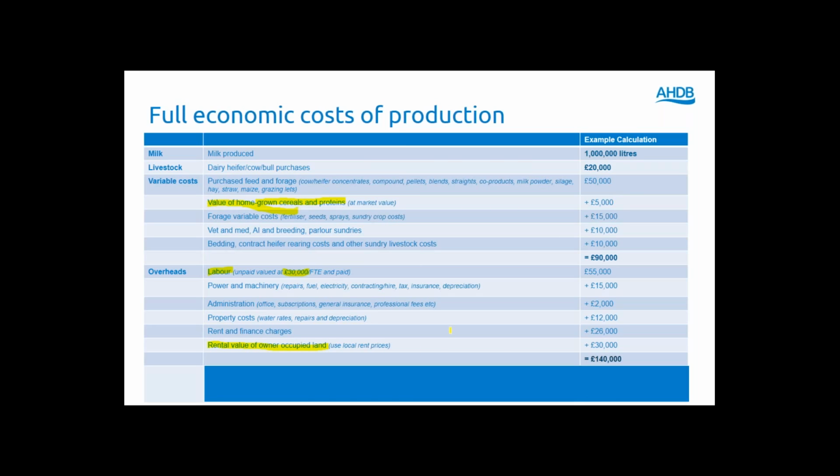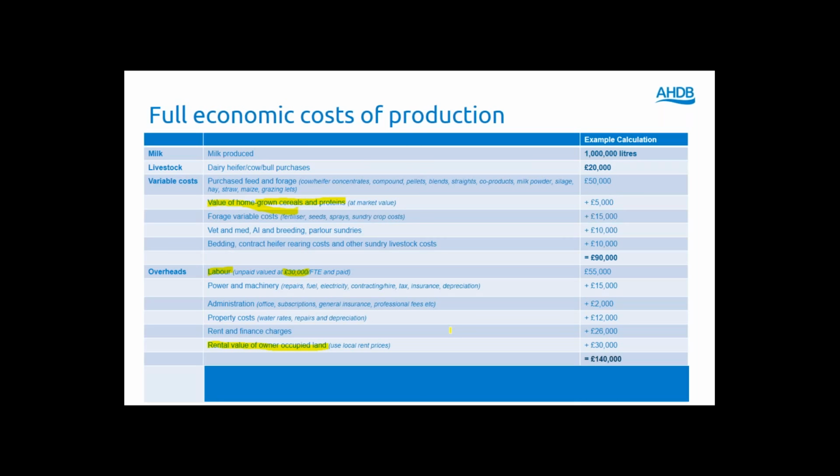As I say there, use local rent prices to give a guide on what value you would put on that land if you had to rent it in. So that's what full economic means. It means including all those costs, including those imputed or opportunity costs, so that you've got a full look at what you're doing.